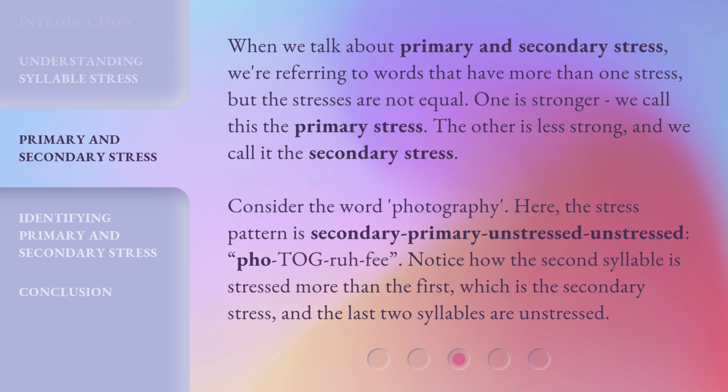Consider the word photography. Here, the stress pattern is secondary, primary, unstressed, unstressed. Photography. Notice how the second syllable is stressed more than the first, which is the secondary stress, and the last two syllables are unstressed.